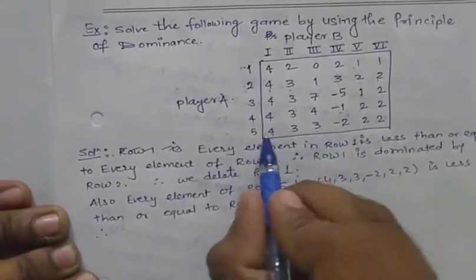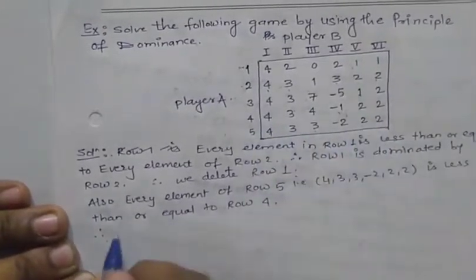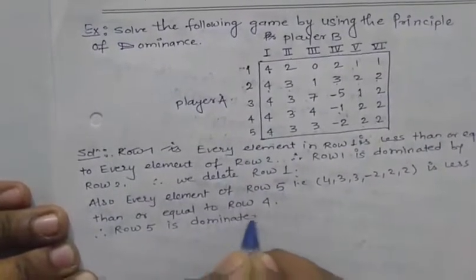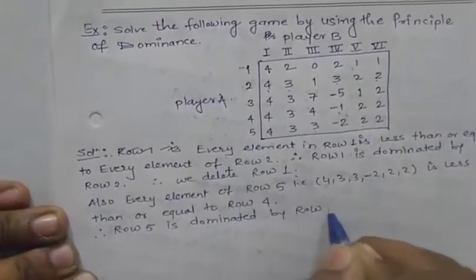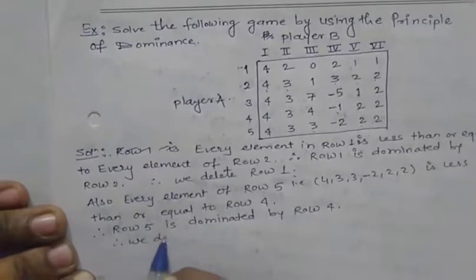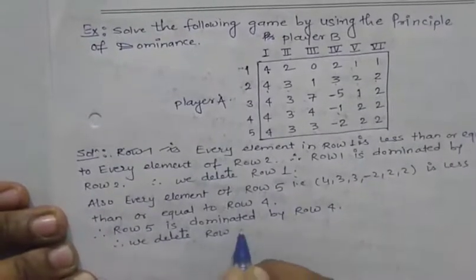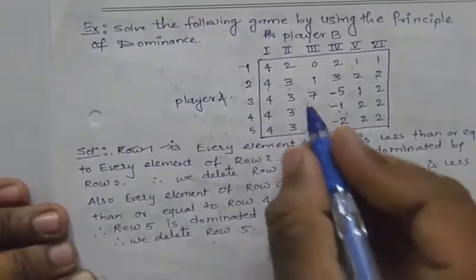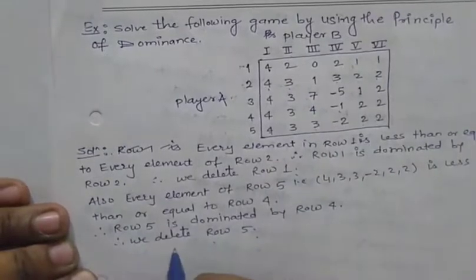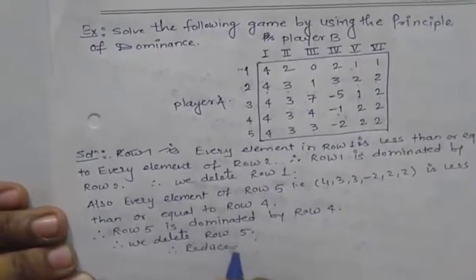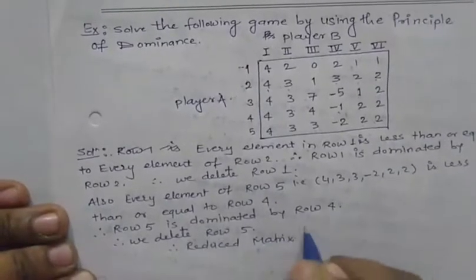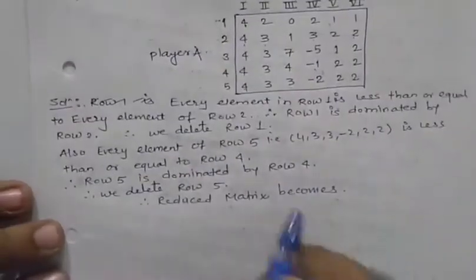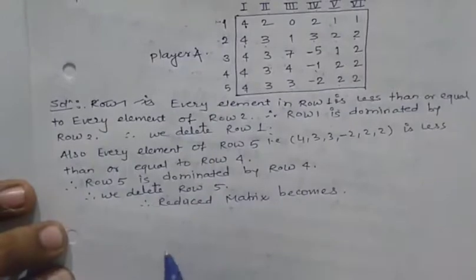Which row will be dominated? Here this is less than this. Therefore row 5 is dominated by row 4. Therefore we delete row 5 as well. So we delete row 1 and row 5. So the reduced matrix becomes, what do we get after reducing it? We delete the first and fifth rows.